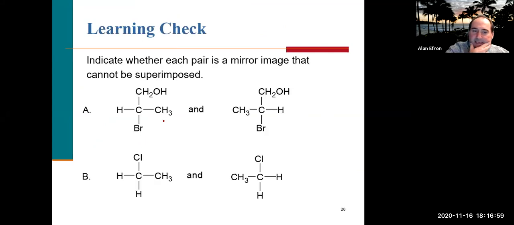Okay. All right, so take a second here. We want to know, can each of these pairs mirror image cannot be superimposed? So which one cannot be superimposed? All right, so take a second or two and try to decide.